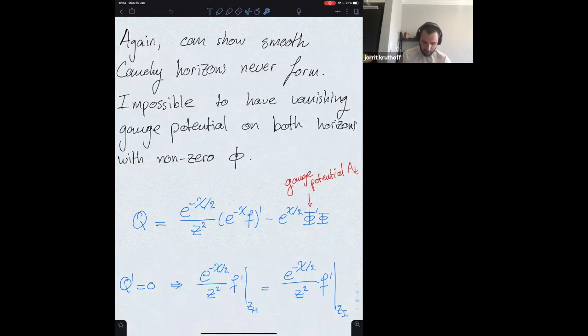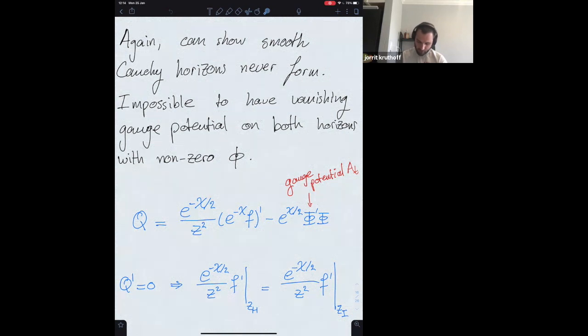And indeed, if the derivative of this Q object is 0, and the derivative here means a z derivative, so a radial derivative, or in the interior it will be a derivative in a time-like direction, you can show that these two things need to agree on the horizons. Since I assumed that the gauge potential vanishes on both horizons, I end up with an expression like this.